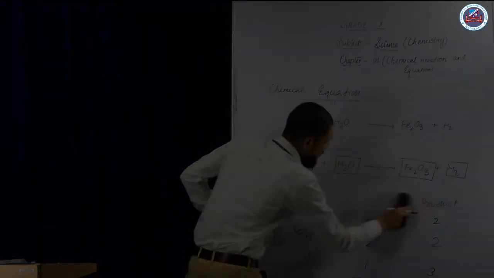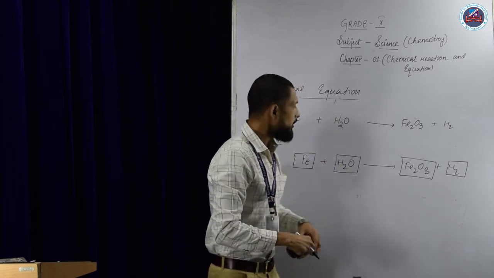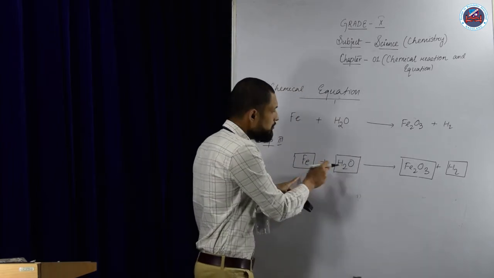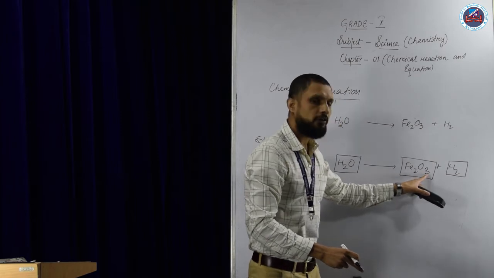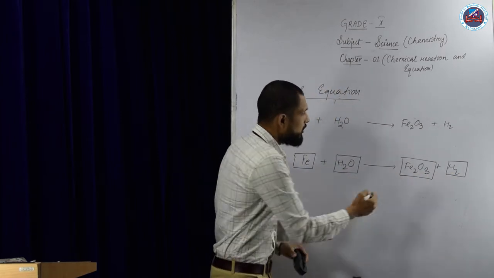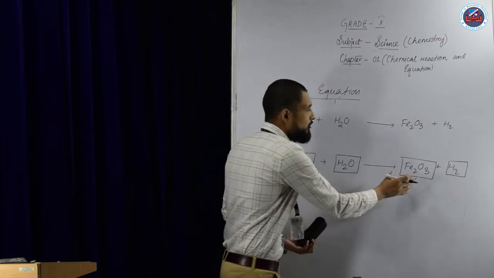So step 3. In this chemical reaction you can see here you have only 1 atom, 2 plus 1, 3. Here you have 2 plus 3, 5 and 2. So this molecule has the maximum number of atoms. So we'll start from here.